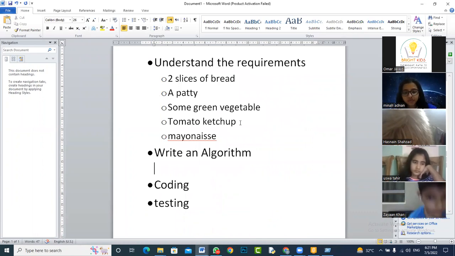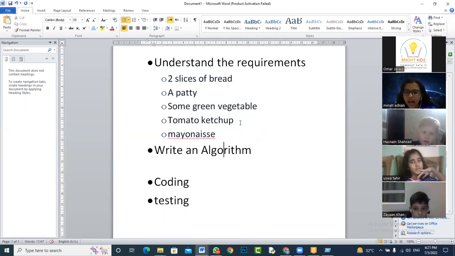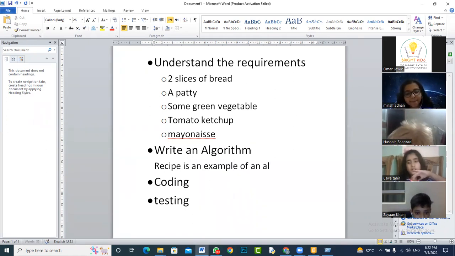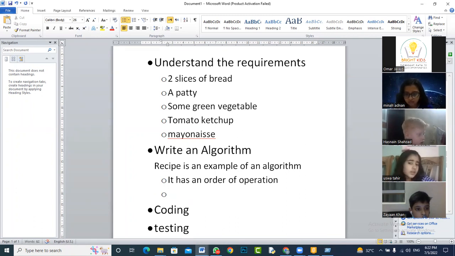If we are learning it through this example, what do you think would be writing an algorithm? I guess we have to write in numbers. We have to write the recipe. Okay. Recipe is an example of an algorithm. What is something special about a recipe? Do you know that? Something special about a recipe is that it has an order of operations. Like there is an order.